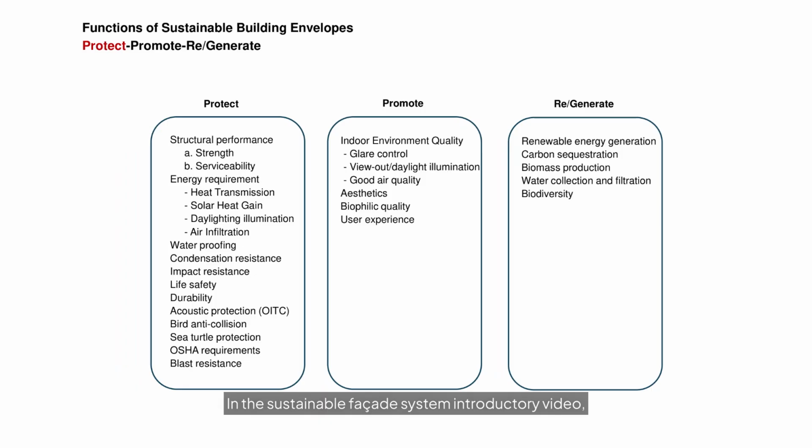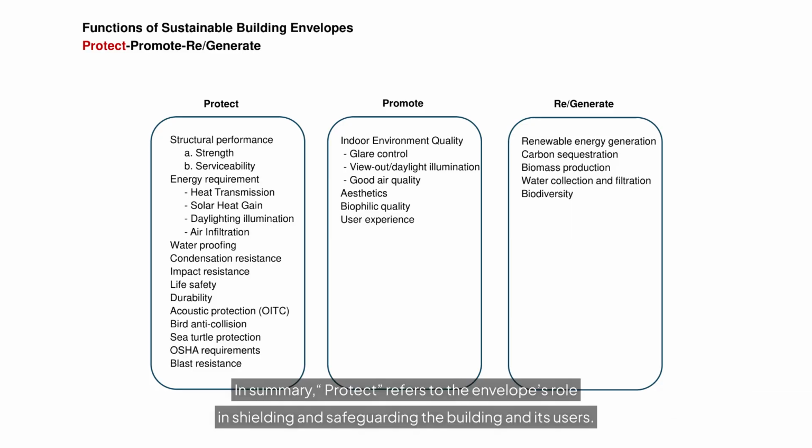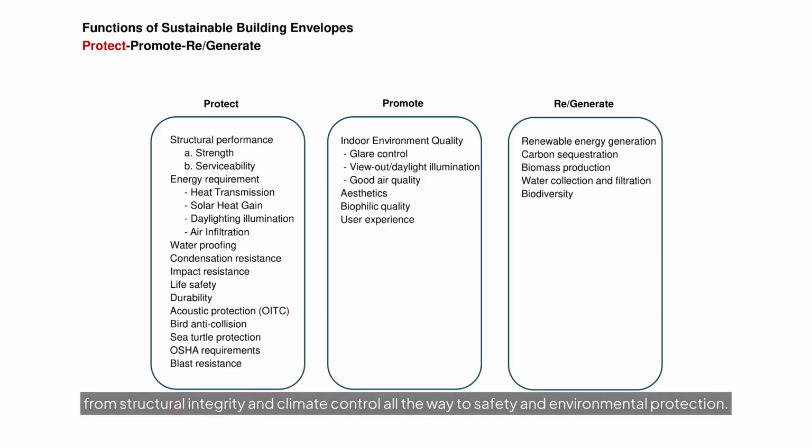In the Sustainable Facade System introductory video, we discussed three broad categories of functions in depth: protect, promote, and regenerate. In summary, protect refers to the envelope's role in shielding and safeguarding the building and its users. Under protect, we include a range of performance aspects from structural integrity and climate control all the way to safety and environmental protection. The second function, promote, focuses on enhancing the indoor environment and user experience.